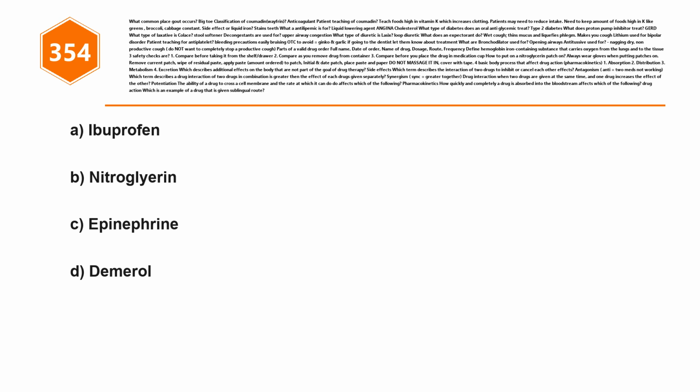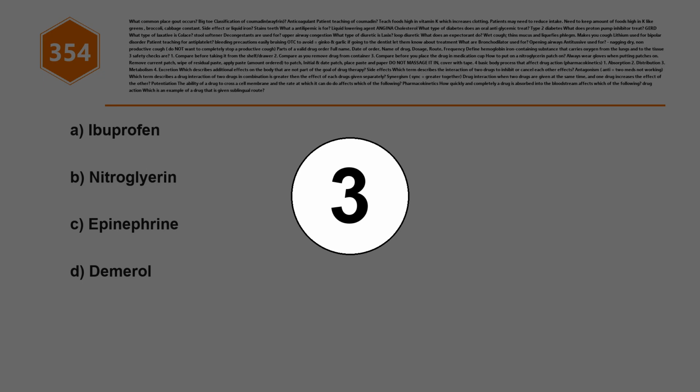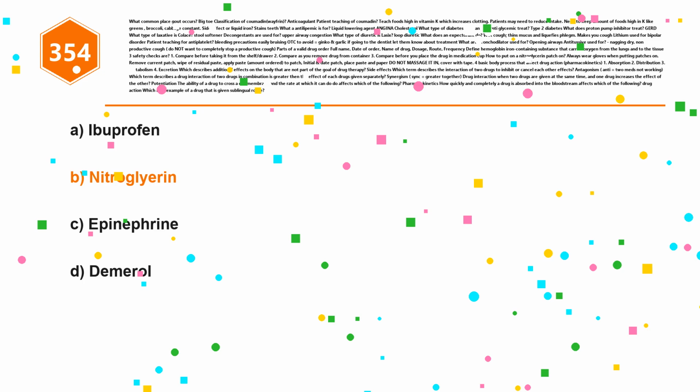Potentiation. The ability of a drug to cross a cell membrane and the rate at which it can do so? Which of the following describes how quickly and completely a drug is absorbed into the bloodstream? Pharmacokinetics. Effects? Drug action. Which is an example of a drug given by the sublingual route? Option A, ibuprofen. Option B, nitroglycerin. Option C, epinephrine. Option D, Demerol. The correct answer is option B, nitroglycerin.